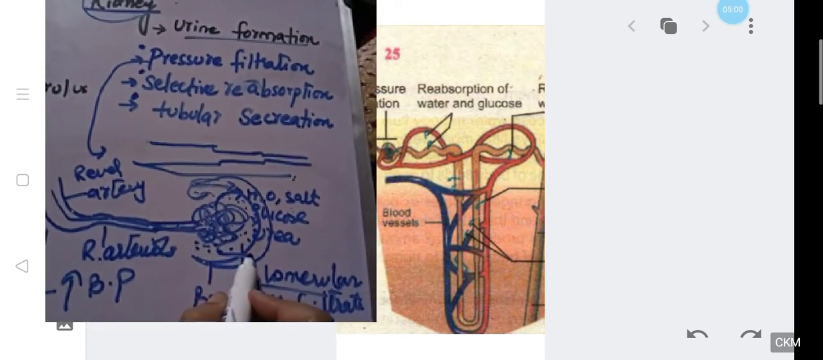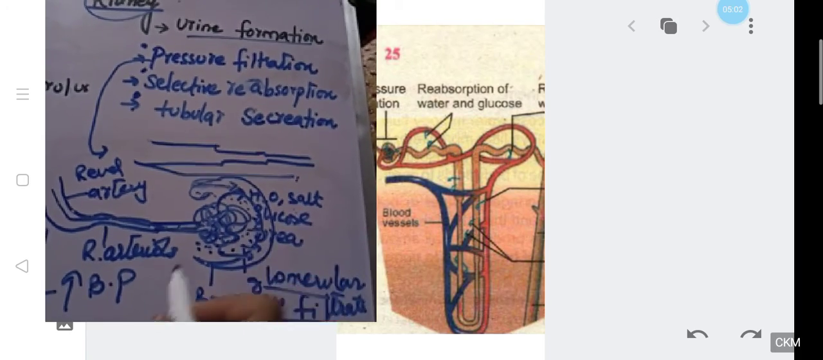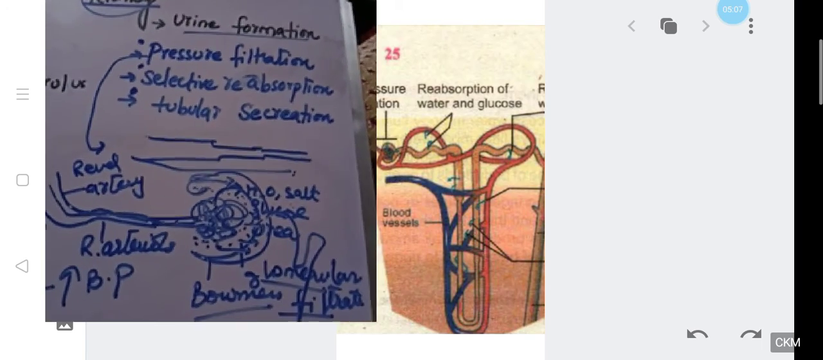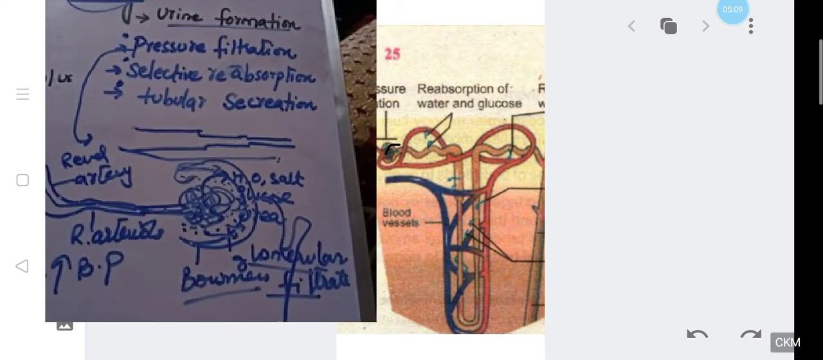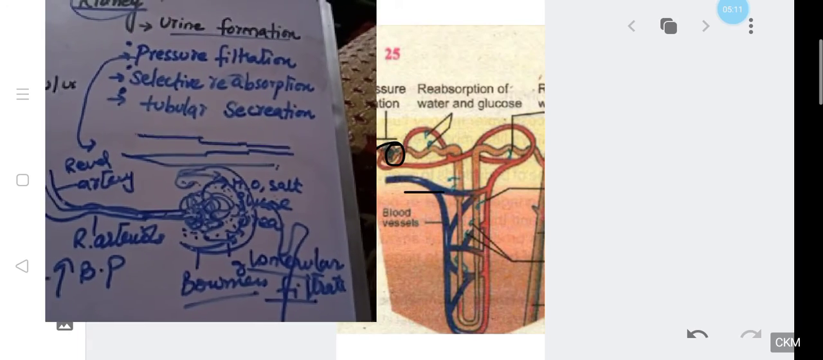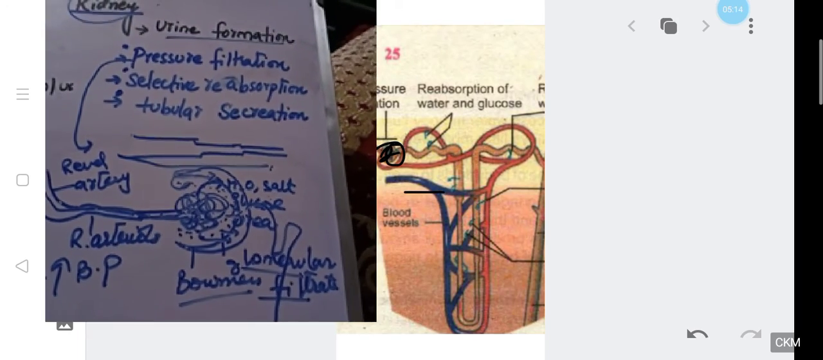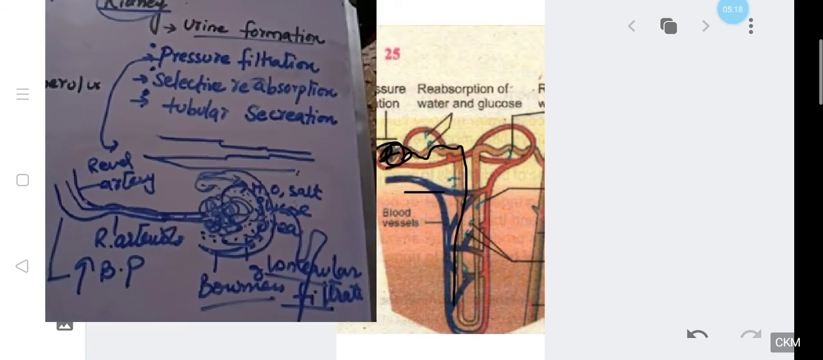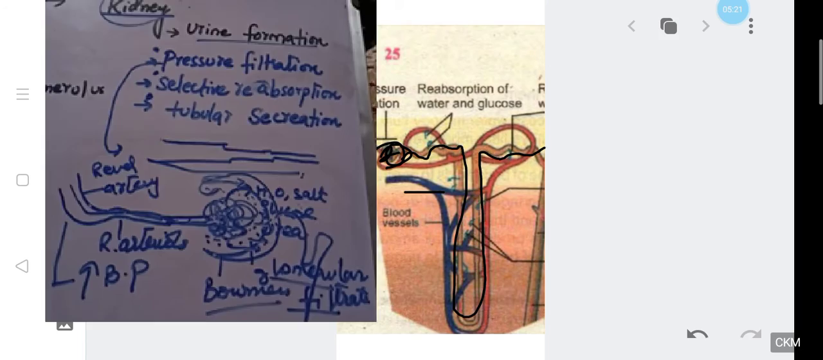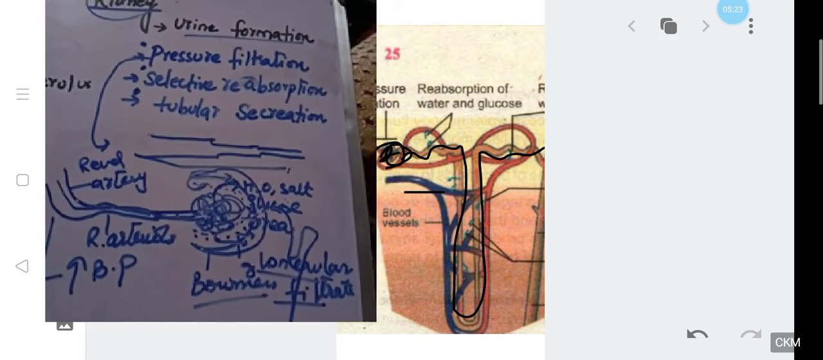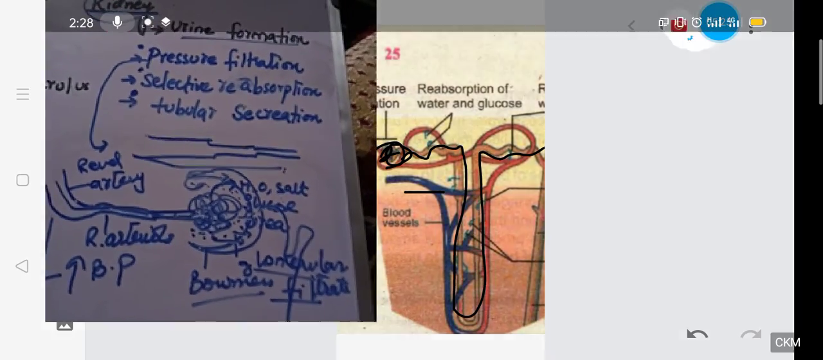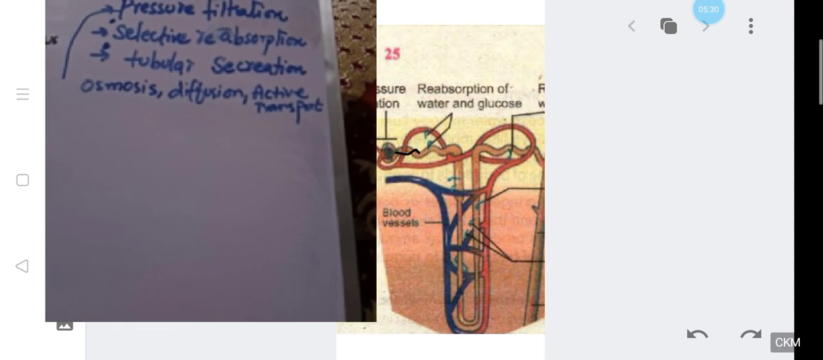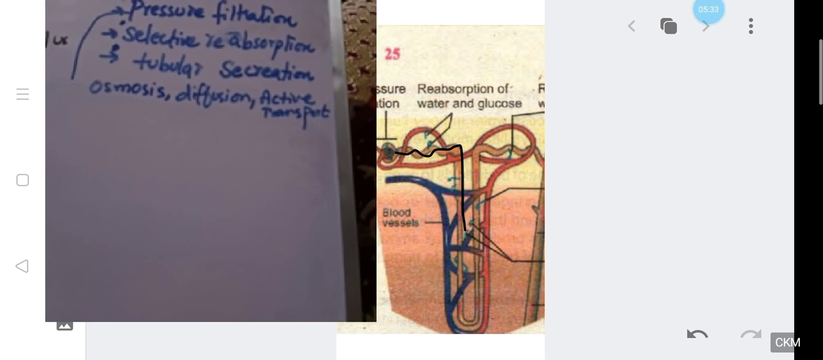Then it will be taken by the Bowman capsule and then passed to the renal tubule. After that, students, what will happen? Here is the step where the blood filtration is going to occur in the Bowman capsule. Then from the Bowman capsule, the urine is going to pass into the proximal convoluted tubule, and here the reabsorption will occur, which we are going to study. Now the material is going to transfer to the proximal convoluted tubule.